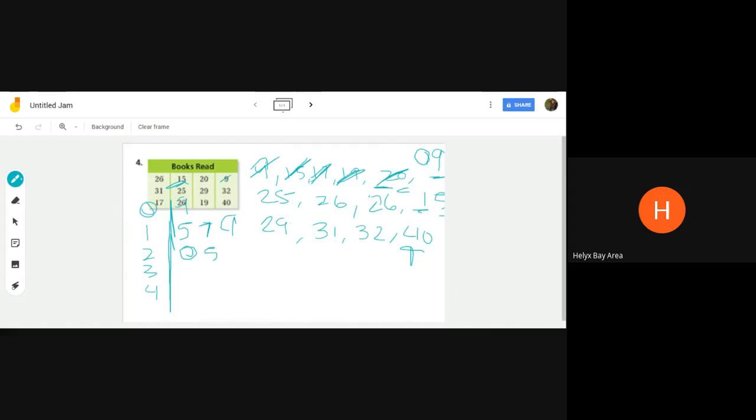25 is 5. 26 is 6. 26 again is 6. And then 9, so then 9. Then 31, so that would be 1. And then 32, that would be 2. And then there's 0 for 40. So that's how a stem plot works.